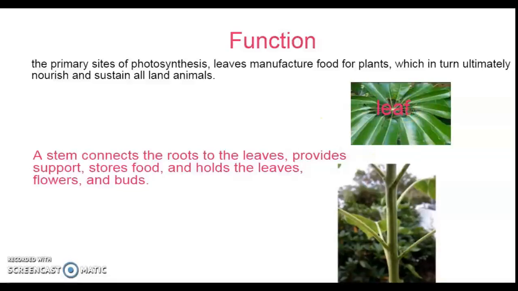Yes, the leaf is known as the kitchen of the plant. Why? Because it is the primary site of photosynthesis. It is the site where photosynthesis occurs. What is photosynthesis? The process by which the leaf makes food for the plant.